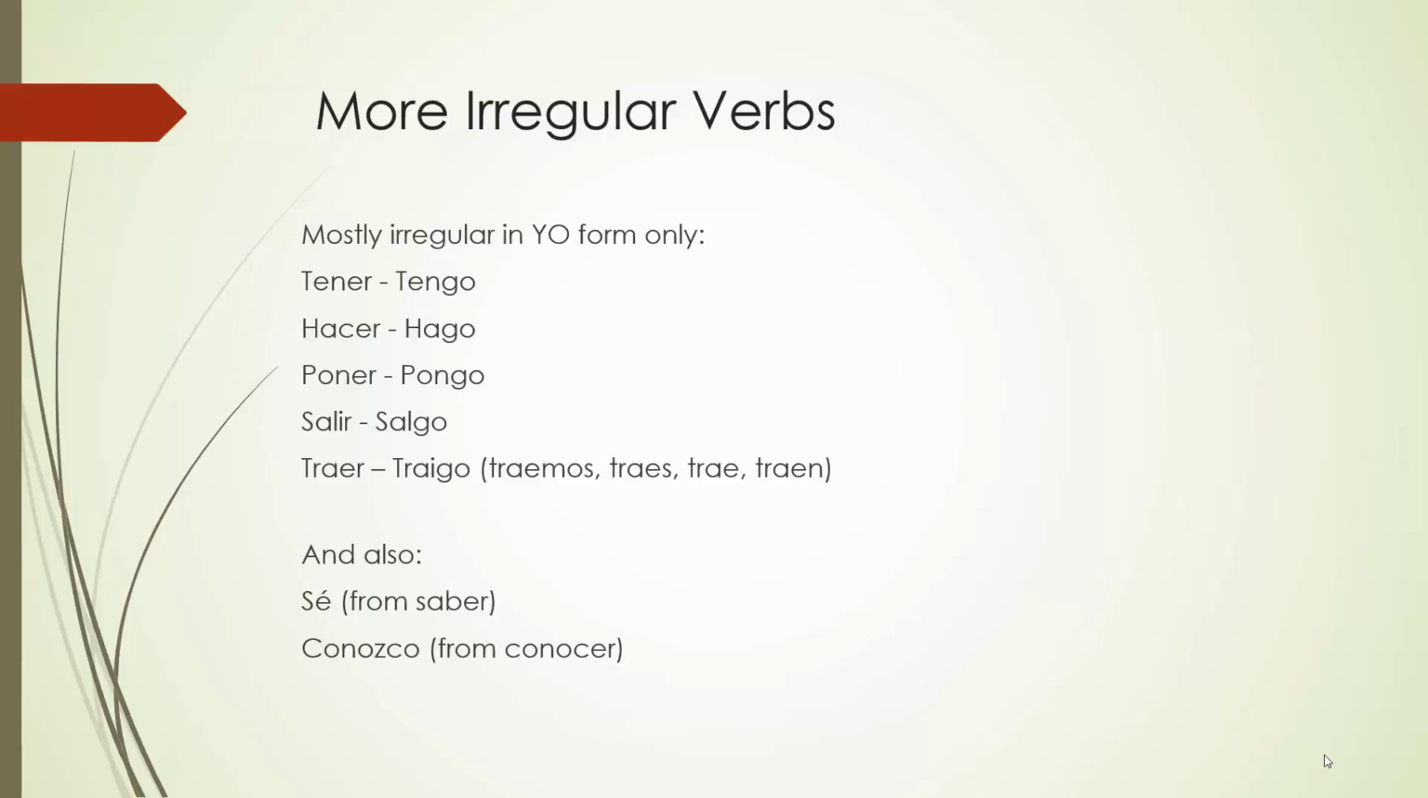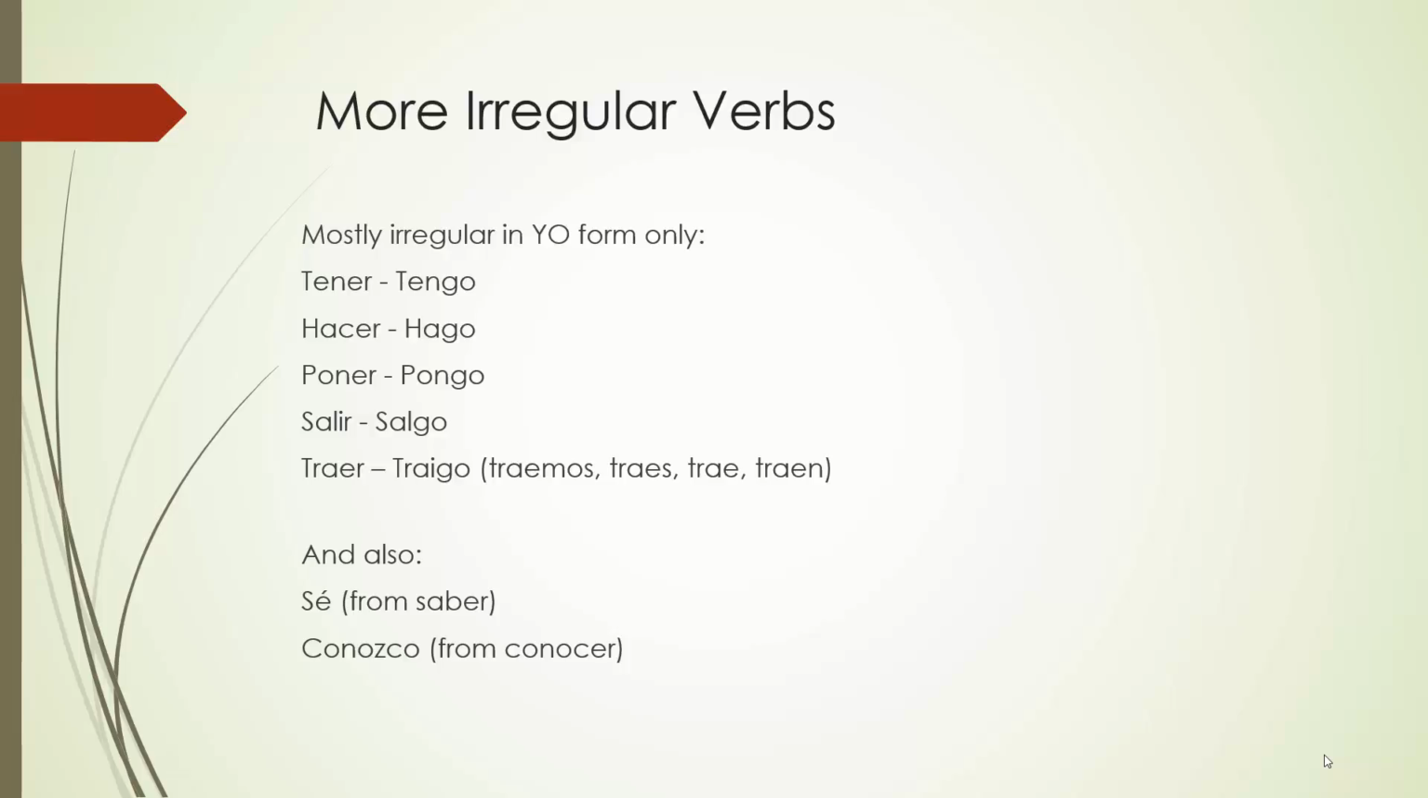Okay. More irregular verbs in this chapter. You have tener and hacer, which we already knew. They have the irregular yo forms tengo and hago. We call these G mutation verbs. There are a ton of these in Spanish. 3 more that you're going to learn in this chapter are poner, to put, salir, to leave, and traer, to bring. And their yo forms are pongo, salgo, and traigo.